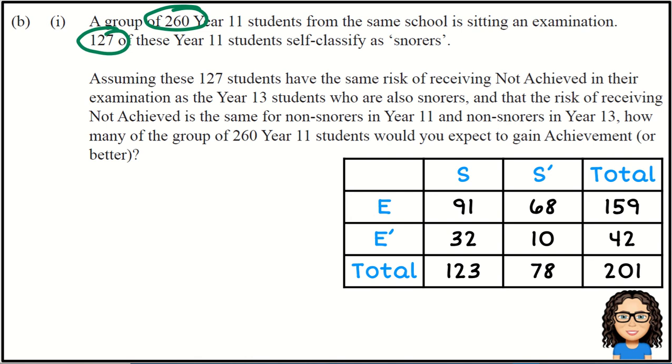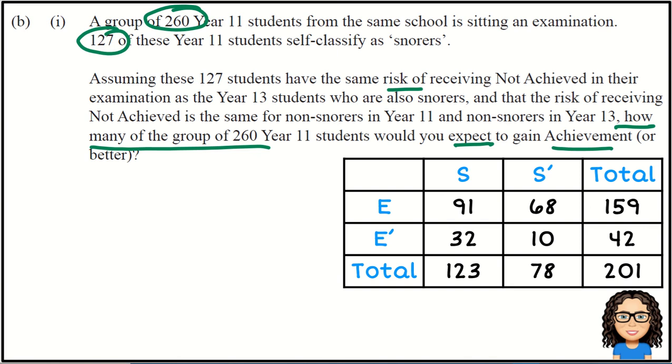So we're assuming that those students have the same risk of getting a not achieved as the year 13s, and that the risk of it is also the same for snorers and non-snorers compared to those year 13s. So we want to know how many of this group would you expect to gain achievement or better.